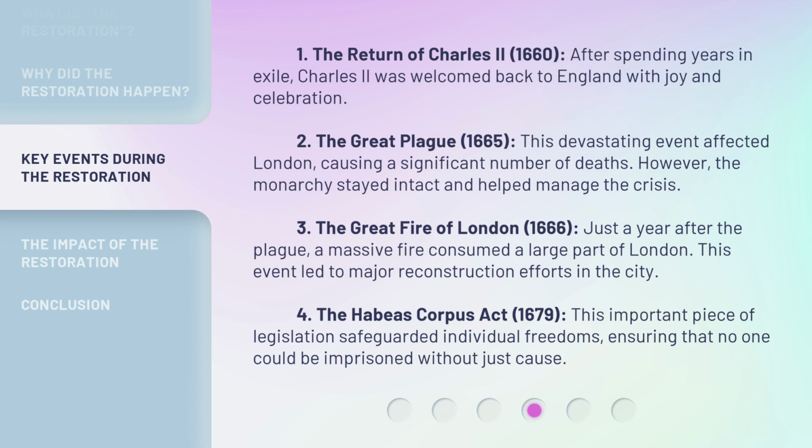3. The Great Fire of London, 1666. Just a year after the plague, a massive fire consumed a large part of London. This event led to major reconstruction efforts in the city. 4. The Habeas Corpus Act, 1679. This important piece of legislation safeguarded individual freedoms, ensuring that no one could be imprisoned without just cause.